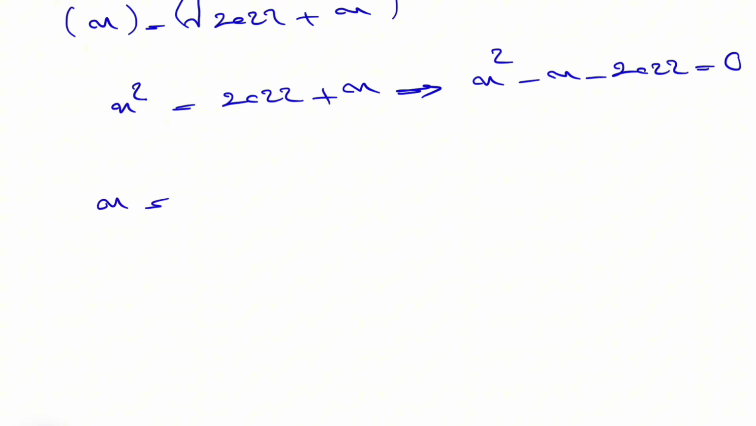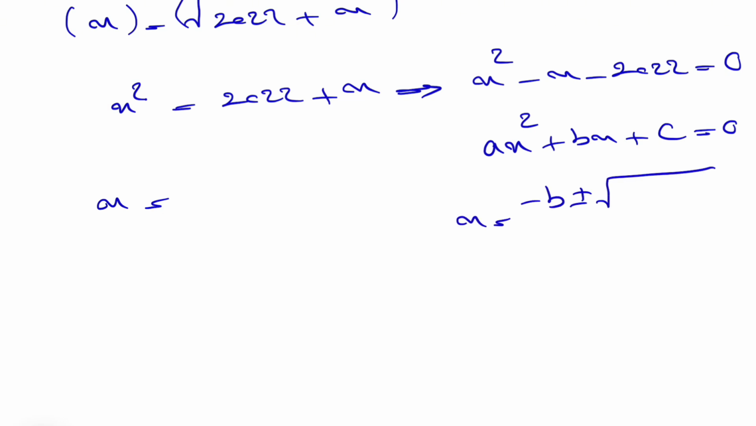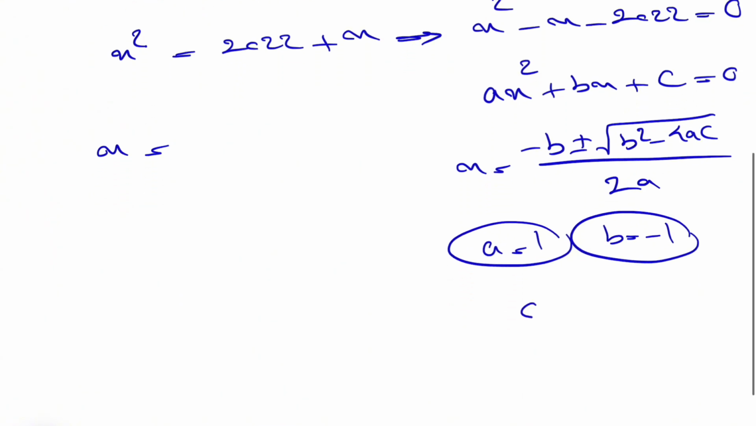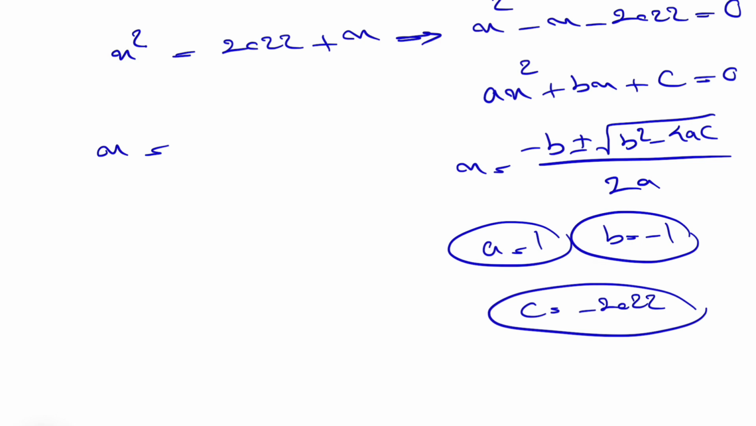For the quadratic formula, we have ax squared plus bx plus c equals 0, and to find x, we simply have minus b plus or minus the square root of b squared minus 4ac, divided by 2a. What we have here is a is 1, b is minus 1, and c is minus 2022. So let's see what we can do.